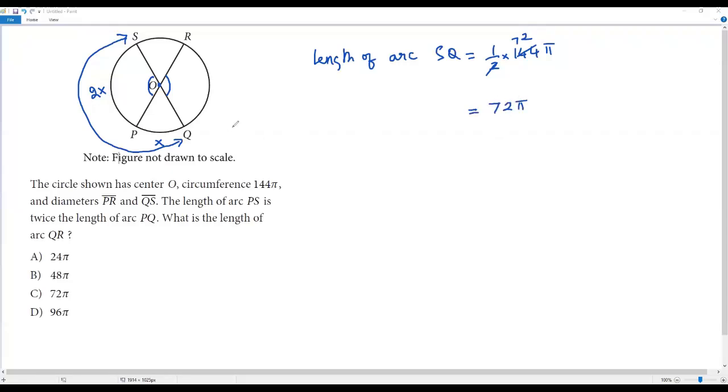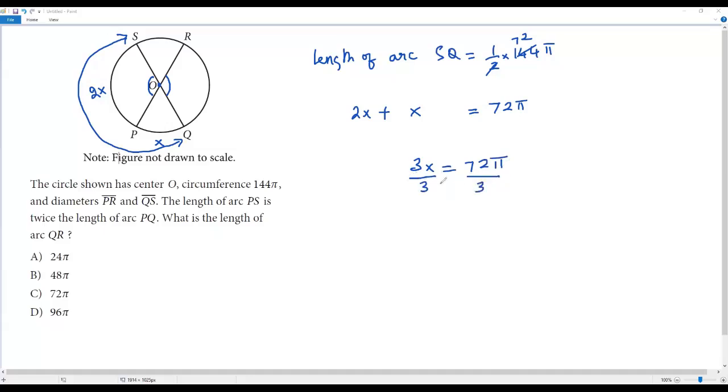To get the length of arc SQ, I'm going to add the length of SP and the length of PQ. When I add the length of arc SP and the length of arc PQ, it gives the total length of SQ, which is a semicircle. The length of SP is 2x, and the length of arc PQ is x. So 2x plus x equals 3x. So 3x equals 72 pi. To solve for x, we have to divide both sides by 3.